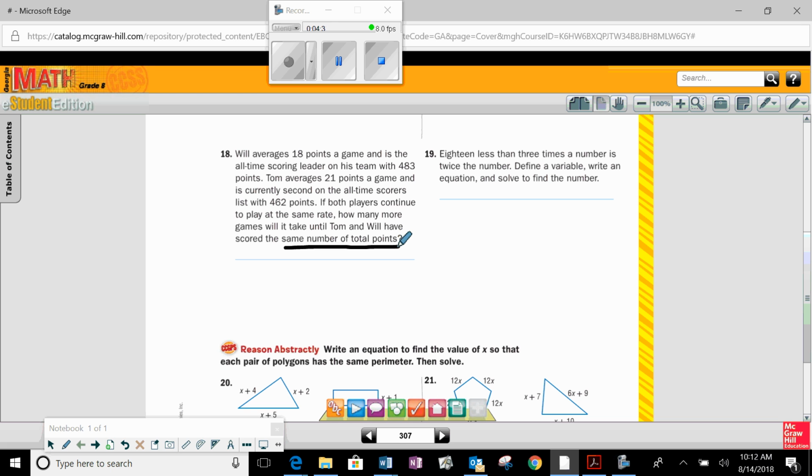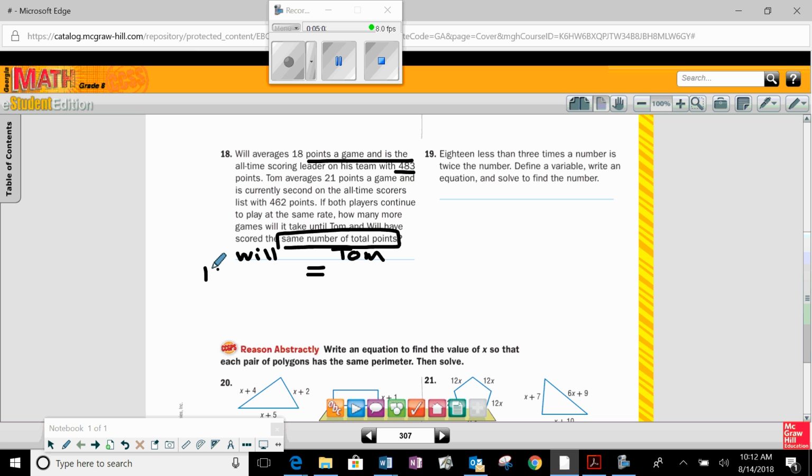So we're talking about two different people. We have Will and we have Tom. So those are going to be the two sides of your equation. So I'm going to write my equal sign, and I'm going to put Will on the left, and I'm going to put Tom on the right, and we want them to be the same, which means we want them to be equal. So if I look at the sentence that talks about Will, he averages 18 points a game and is the leader with already 483 points.